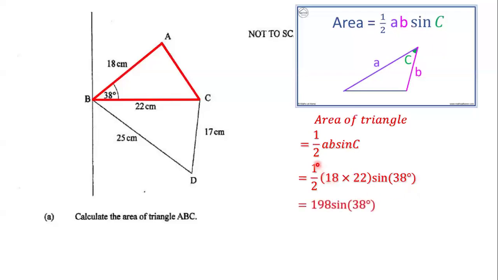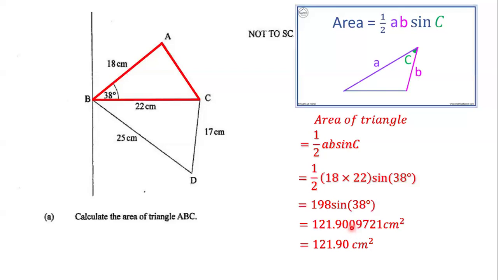And we say a half, which is 0.5 as a decimal. 1/2 multiplied by 18 multiplied by 22 gives us 198. And so we have 198 times sine of 38 degrees, and 198 times sine of 38 degrees is equal to 121.9009721 centimeters squared.